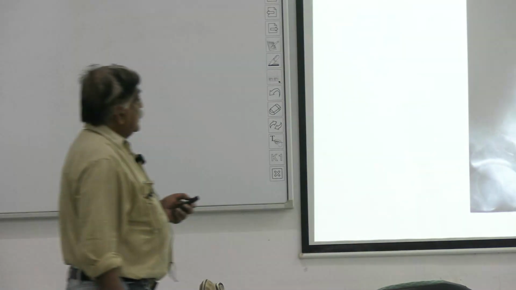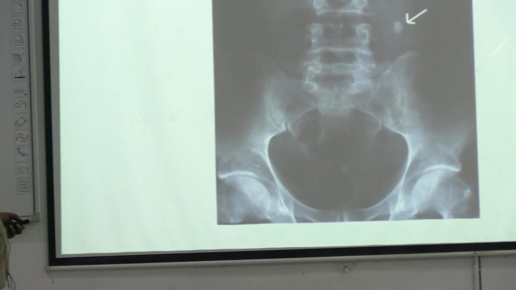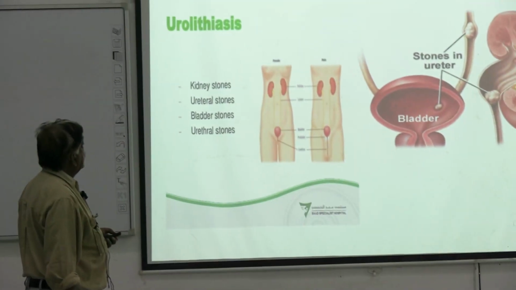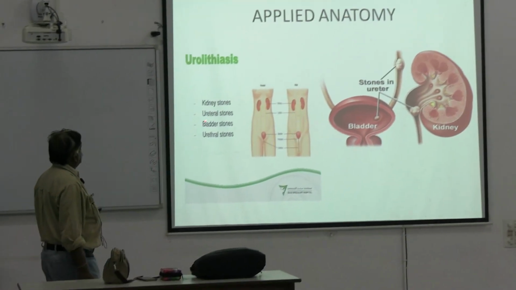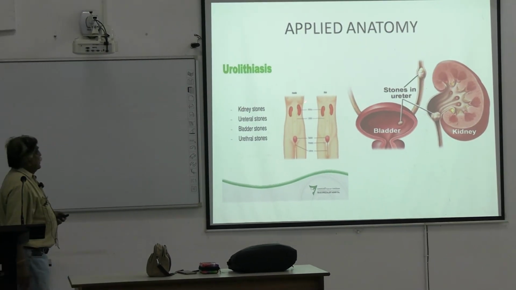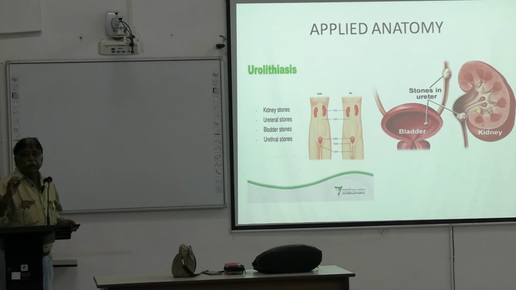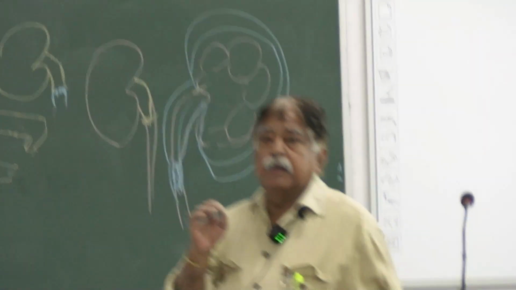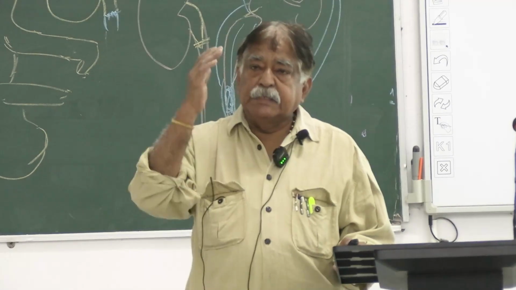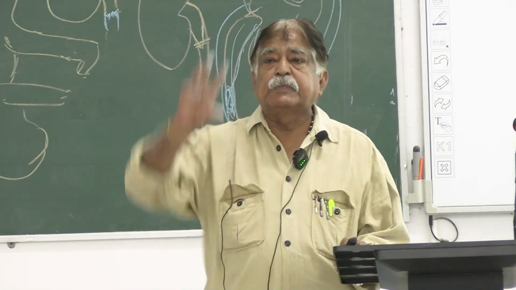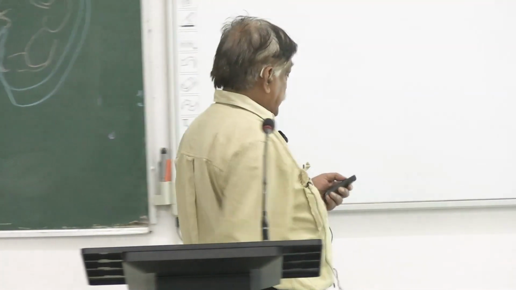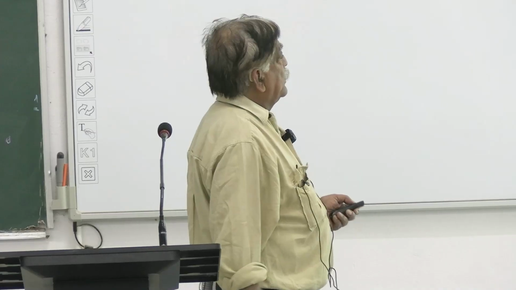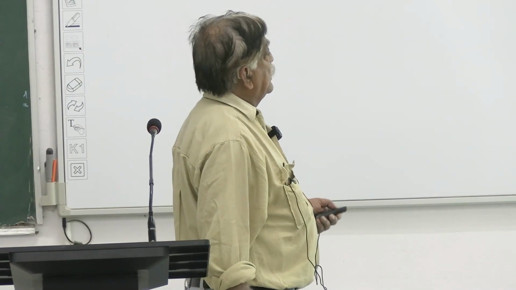Now this is a calculi. Next. Now applied anatomy, urolithiasis: kidney stones, ureteral stones, bladder stones. You will encounter these in every case. These are the stones. I mean the whole urolithiasis. Now this is a kidney stone, ureteral stone, bladder stone.